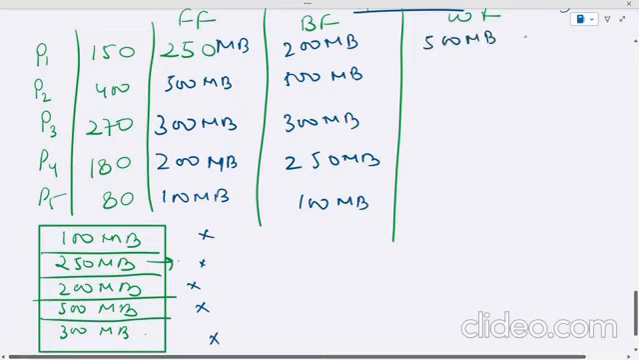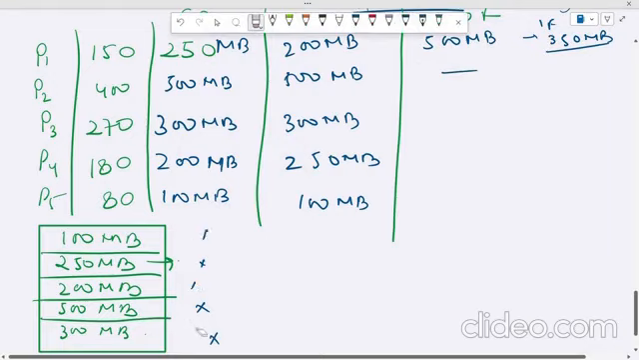What is the internal fragmentation here? If I calculate it, the internal fragmentation is 500 minus 150, which is 300 MB. Highest internal fragmentation in worst fit; in best fit, less internal fragmentation. P2, 400, definitely cannot access any of these blocks, because there is only one block which could serve P2, block number 4, but that is already allocated to P1, so P2 doesn't get anything. Okay, I remove this.